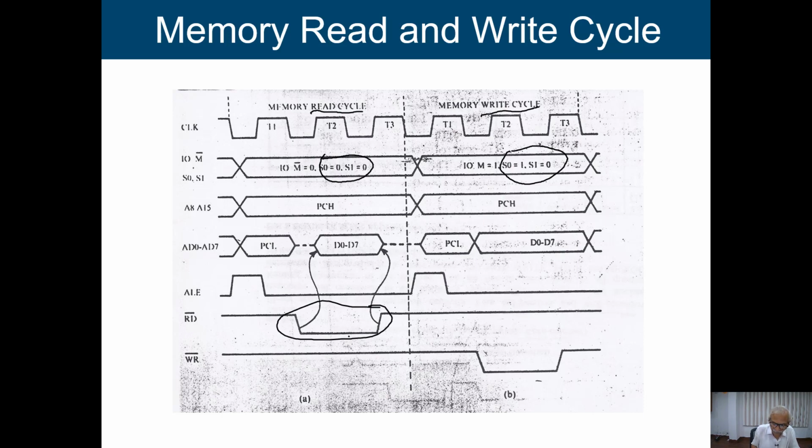Generally, it remains high. Whenever we are going to read, we pull it down to low. So this is the read, and in the write cycle, we are going to give this particular write signal at the appropriate time, and here I am going to get the data. Okay, so these are the data. First I am placing the address, program counter low, then giving the read, so we are going to get the data. So this is the timing diagram for memory read and memory write cycle.